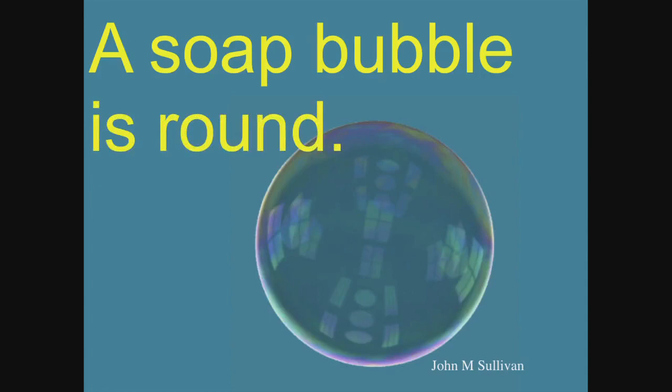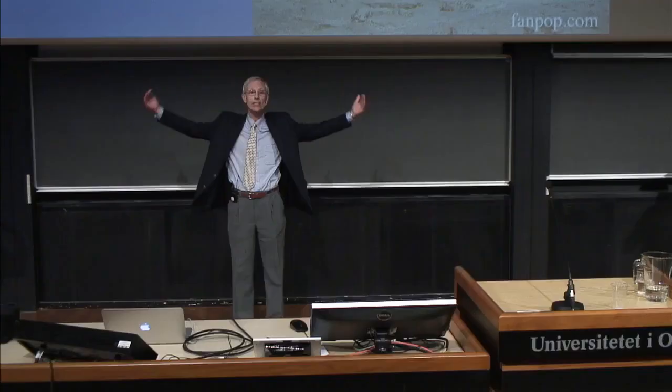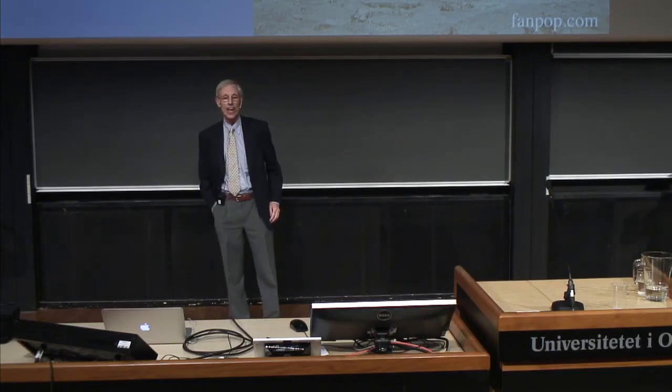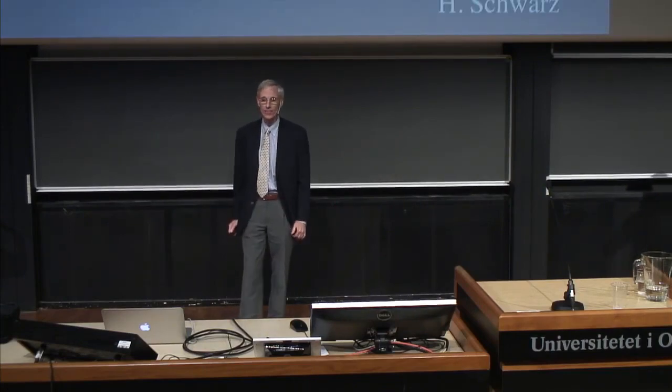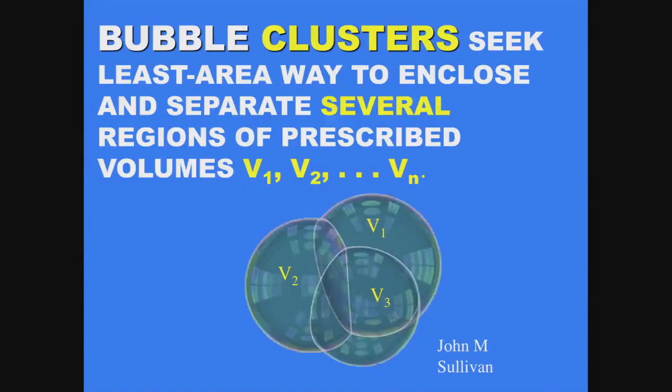Well, the reason is a geometry reason, a mathematics reason. It was in 200 BC that Zenodorus proved that a round circle is the least perimeter, most efficient way to enclose a given area in the plane. And then it was 2,000 years later until Schwartz proved in three-dimensional space that the round sphere is the least area way, most efficient way to enclose a given volume of air. And similarly, when you have a cluster of soap bubbles, they're looking for the least perimeter, most efficient way to enclose and separate several regions of prescribed volume.